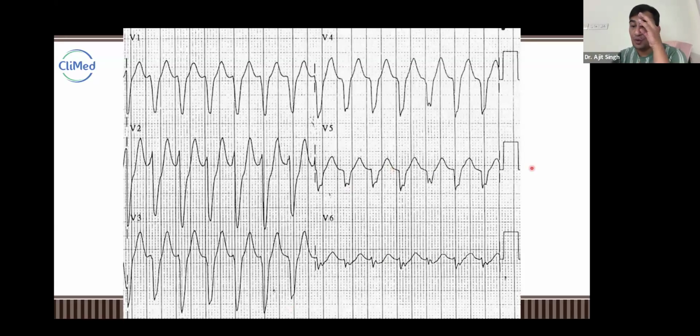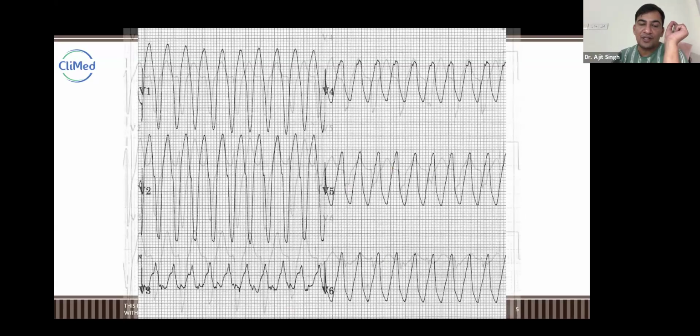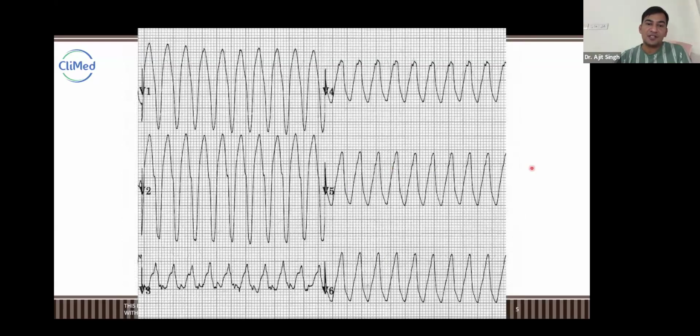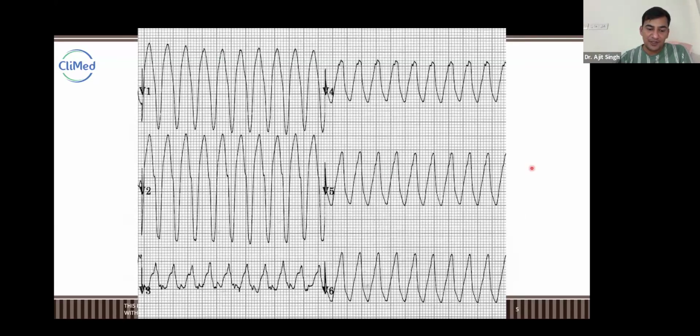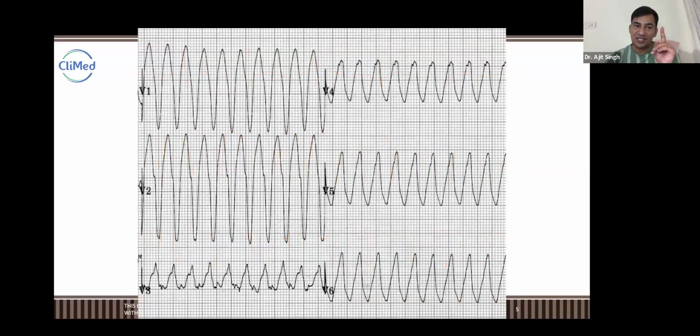Guys, let me reveal the answer. Both are monomorphic ventricular tachycardias. Then what is the difference in these two? This is first, this is second. Can you identify the possible difference? Look at this again. This is the first ECG.